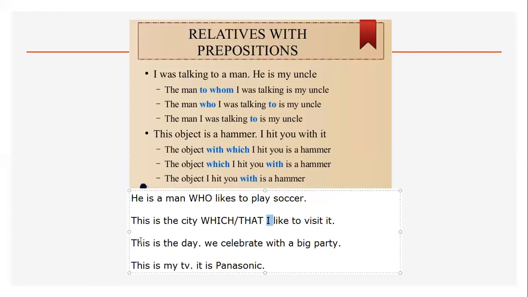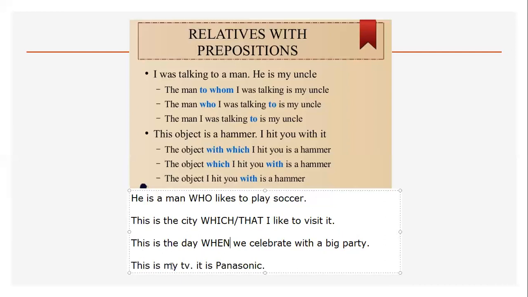Cuando son distintos, no. This is the day we celebrate with a big party. Este es el día, lo celebramos con una fiesta. Entonces, este es el día, el cual, o cuando, when: this is the day when we celebrate with a big party.